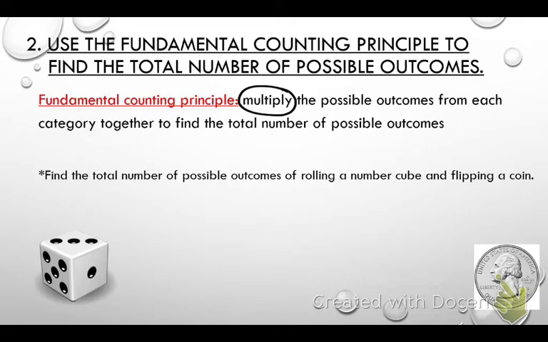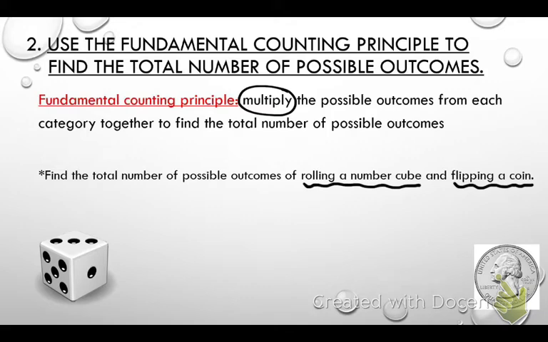So let's look at the options here. Yesterday we did an activity with rolling a number cube. Guys, how many numbers are on the number cube? 6 of them, okay? So it says to find the total number of possible outcomes of, I'd like you to underline this, rolling a number cube and flipping a coin. Okay, so this is a compound event because there's more than one event that we're trying to figure out here.